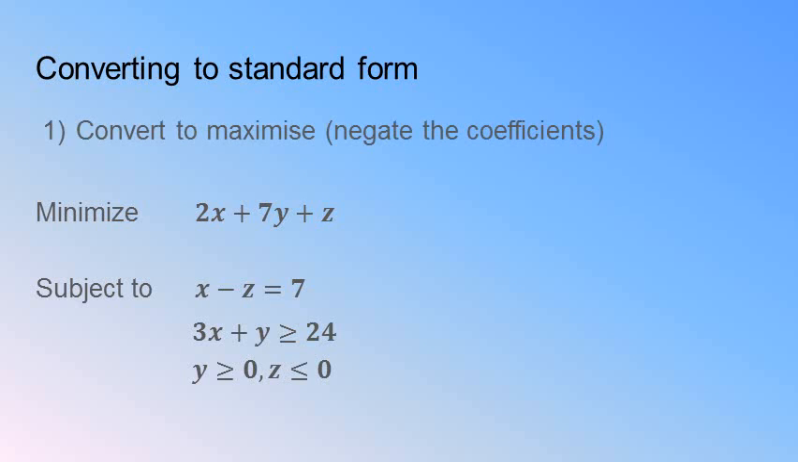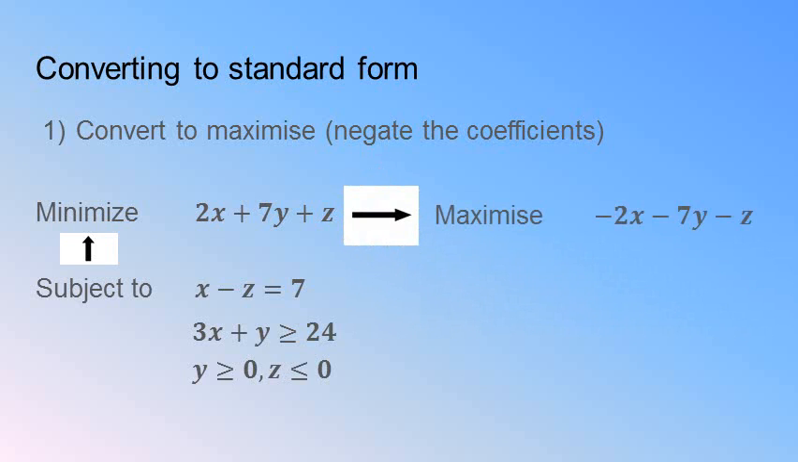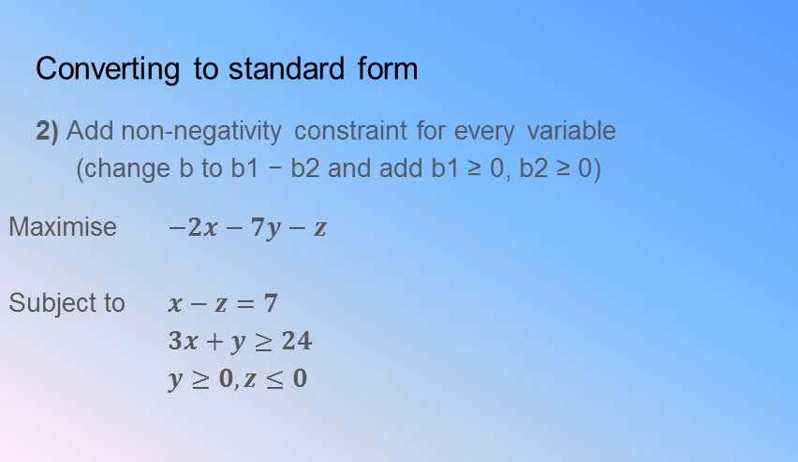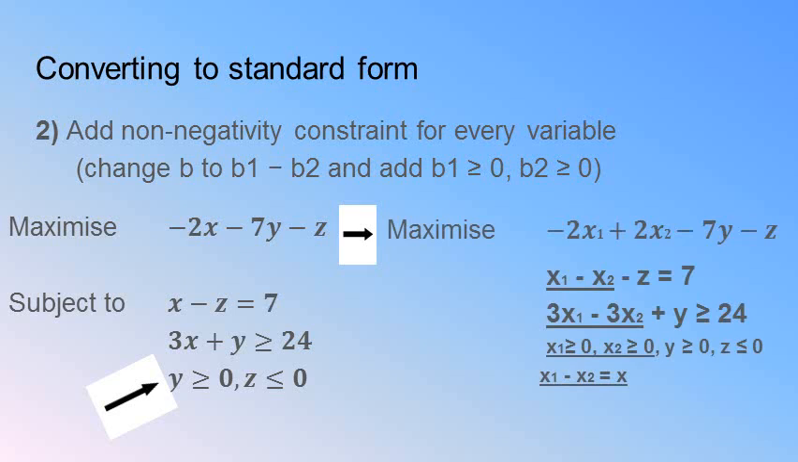First, if it is a minimization problem, we must convert it to a maximization problem. To do this, we just negate all of the variable coefficients. So 2x plus 7y plus z becomes minus 2x minus 7y minus z. Next, we require that all the variables are greater than or equal to 0. So for every variable that is not constrained to be greater than 0, we instead write it as two new variables, both positive. As you can see here, x becomes x1 minus x2, with x1 and x2 more than or equal to 0.